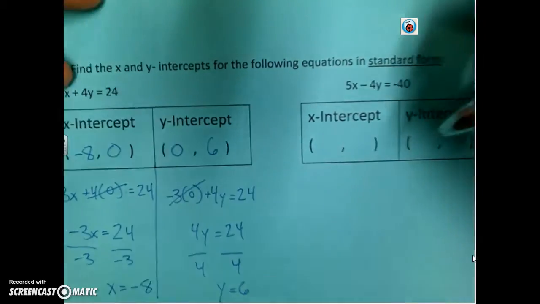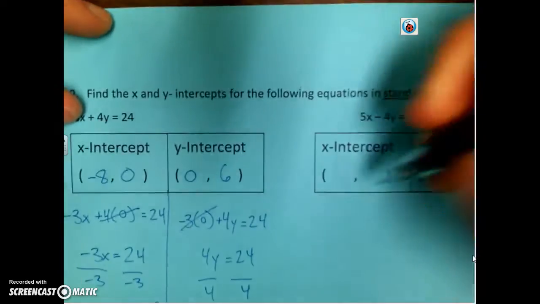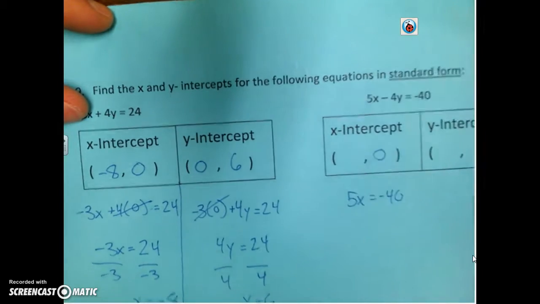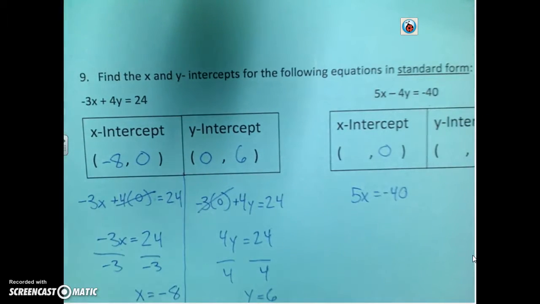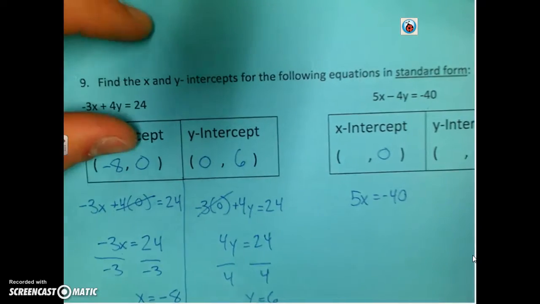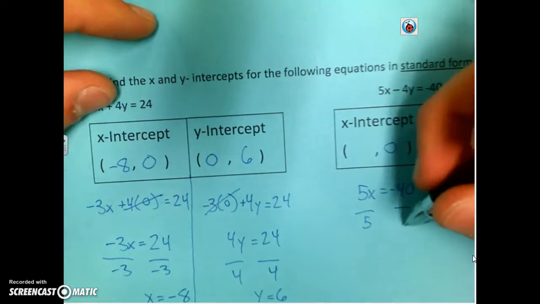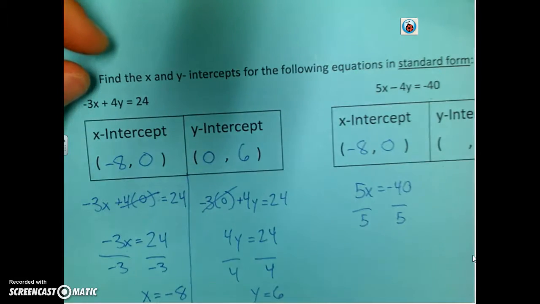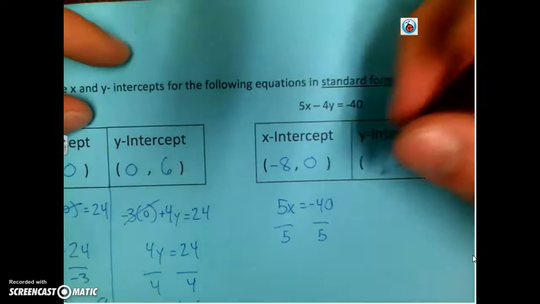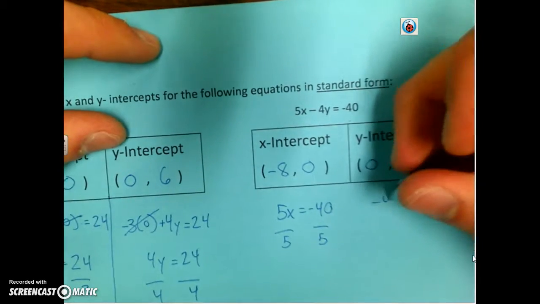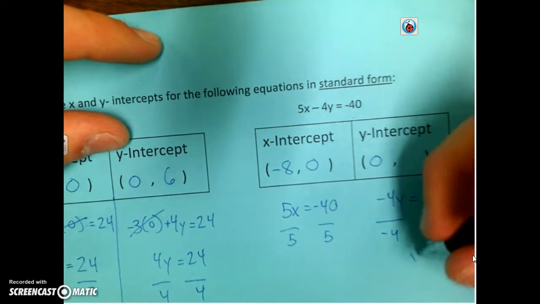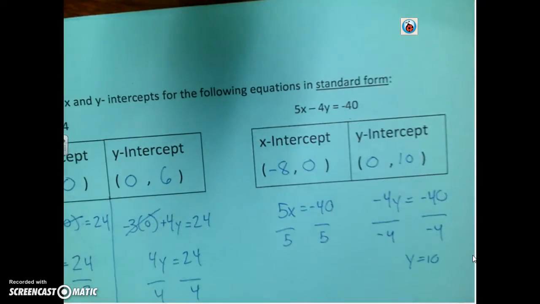As you get faster and faster, you usually don't even write these 0s. You'll just skip right to 5x equals negative 40. You don't have to worry about the y, because I know 0 times anything just goes away. When I divide both sides by 5, we get that once again our x-intercept is negative 8 comma 0. Let's check out our y-intercept here. Now 0 in the x direction, so that's just negative 4y equals negative 40. Divide both sides by negative 4, and we get positive 10.